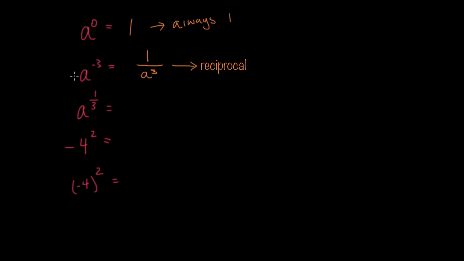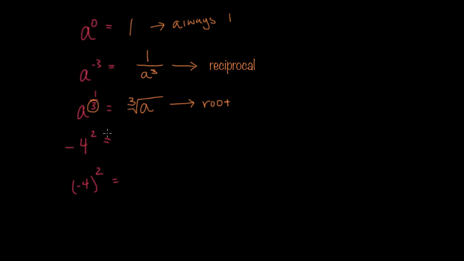Our next one is a to the power of 1 over 3. The base is raised to a power of a fraction. Whenever we see this, our answer is going to be a, and then we're going to take the root of whatever the denominator is. So in this case, it's going to be a cube root. So whenever we see something like this, we take the root of it.